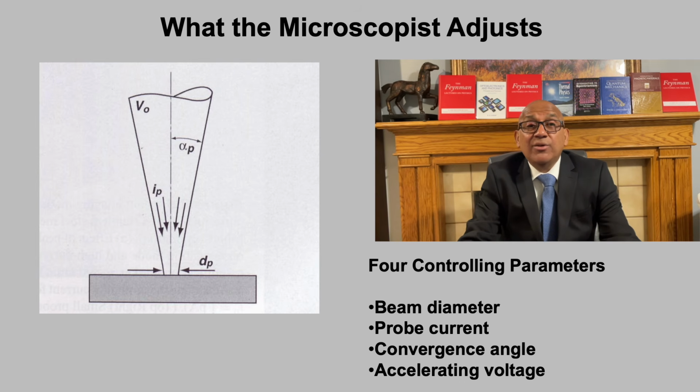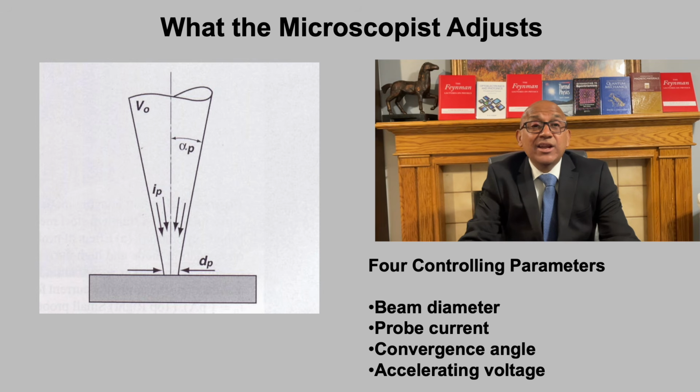The probe current controls how many electrons strike the specimen per unit time. Higher current improves signal intensity and signal-to-noise ratio, but often requires a larger probe size, leading to a trade-off with resolution. The convergence angle describes how strongly the beam is focused as it approaches the specimen. Larger convergence angles allow tighter focusing but can increase aberrations, while smaller angles improve depth of focus at the expense of probe size.